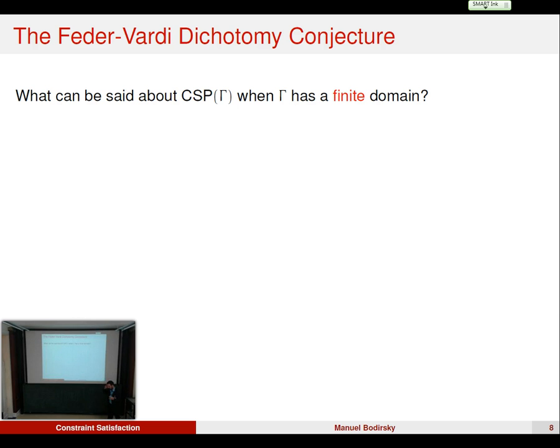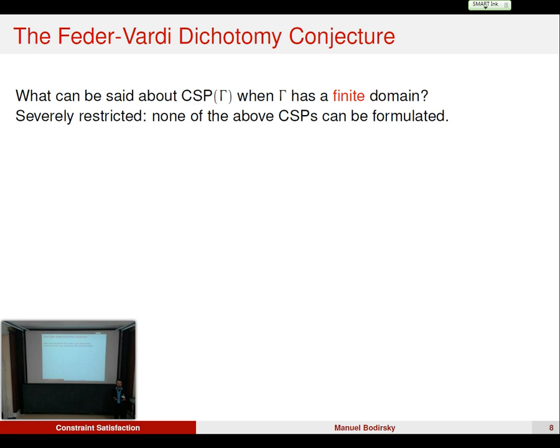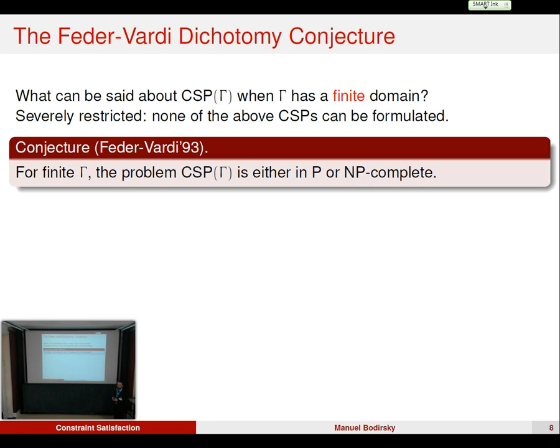Let's start with a simple setting. Let's look first at the situation where gamma is finite. So this is very restricted. None of the examples we have seen before can be formulated when gamma is forced to be finite, except for K3, three-colorability. But already if gamma is finite, this classification problem is open.